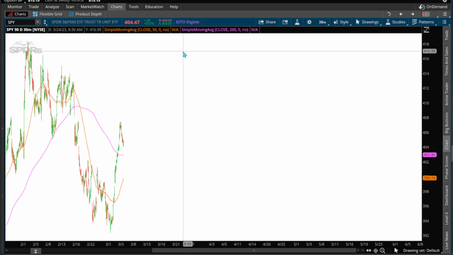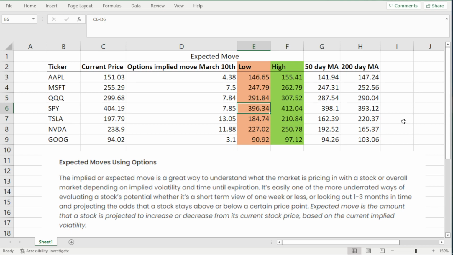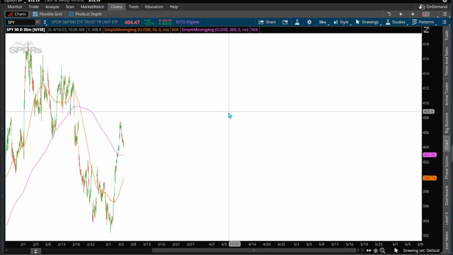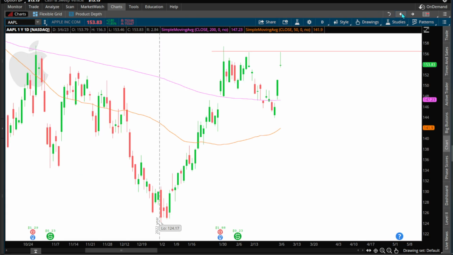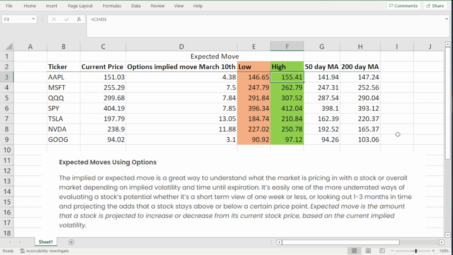Oh, one more thing. I do want to talk about this right here. So right here, this is the expected moves. This current price is basically the price where we closed last week, so basically where we closed on Friday. So do note right here that the high for the options implied move was 155.41. And if we're looking back on Apple, we basically hit that level today. So on the first day of the week, we basically hit the higher options implied move. So definitely something to take note of.